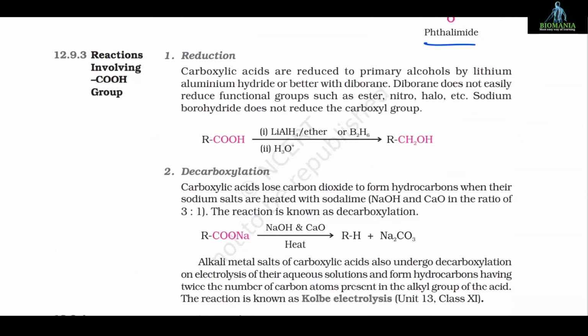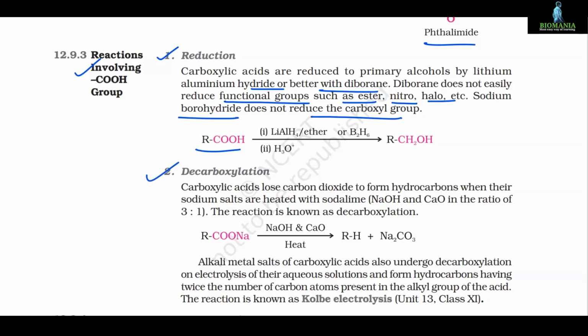12.9.3 Reactions involving the COOH group. Number 1, reduction. Carboxylic acids are reduced to primary alcohols by lithium aluminum hydride or, better, with diborane. Diborane does not easily reduce functional groups such as ester, nitro, halo, etc. Sodium borohydride does not reduce the carboxylic group. RCOOH in the presence of LiAlH4 in ether or B2H6 forms RCH2OH.